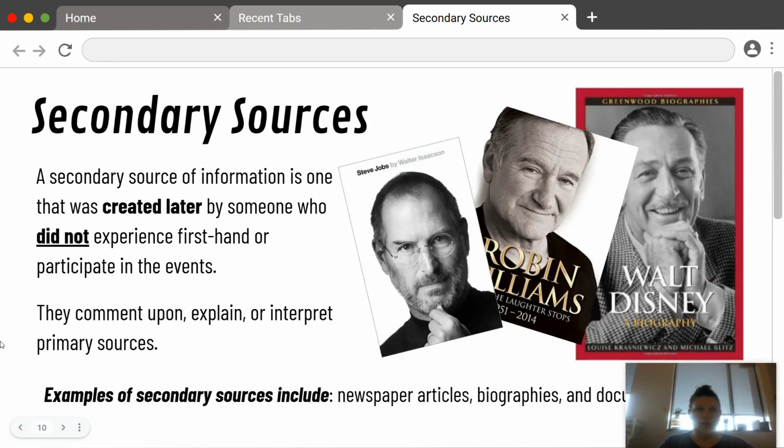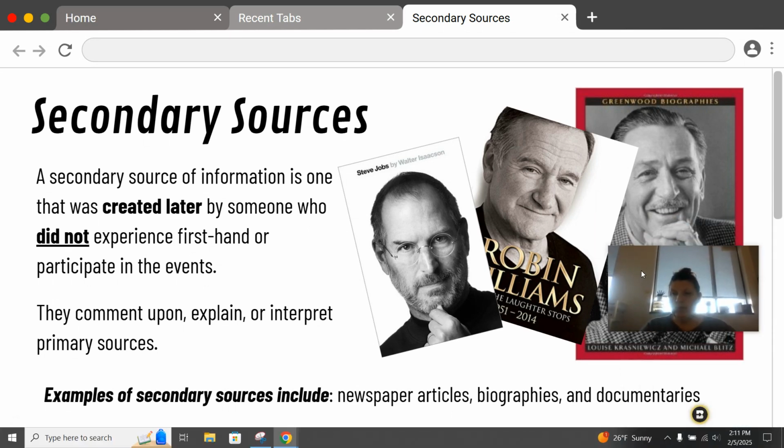And lastly, let's talk about secondary sources. So secondary sources are a source of information that were created later by someone who did not experience the event firsthand. So maybe they read about it or they did some kind of research on their own. So what you are creating with your annotated bibliography is a secondary source. You're looking at sources and then creating text based on that. So some examples would be newspaper articles where someone goes and reports on something, biographies written about someone else, and documentaries.